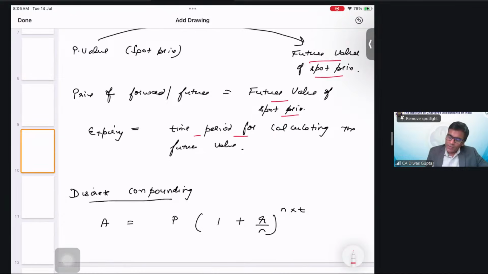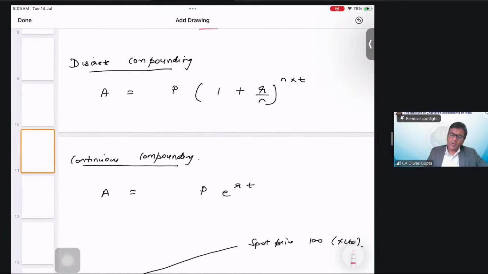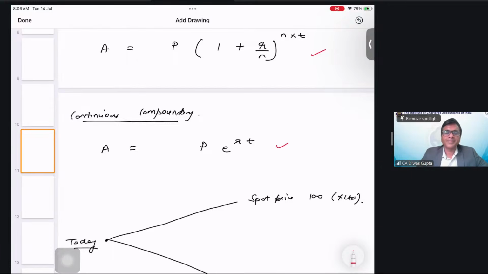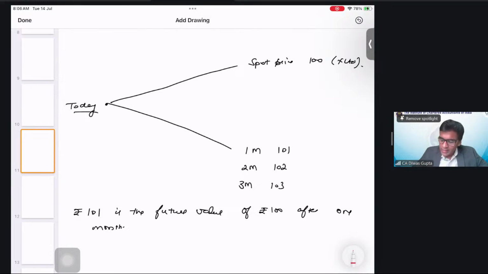Whatever is going to be my forward or future value is the future value of the present value. So for the expiry, we have to take the time period for calculating the future value. For example, expiry is 1 month, so we will be calculating the future value for 1 month. Now, again, students, we have discussed discrete compounding and continuous compounding. In case we are given the facts around discrete compounding in the question, we will apply this formula. In case we are given the facts around continuous compounding, we are going to apply the continuous compounding formula, right?